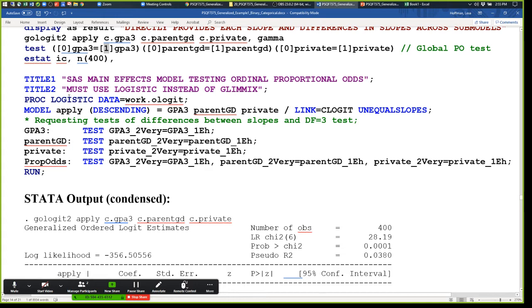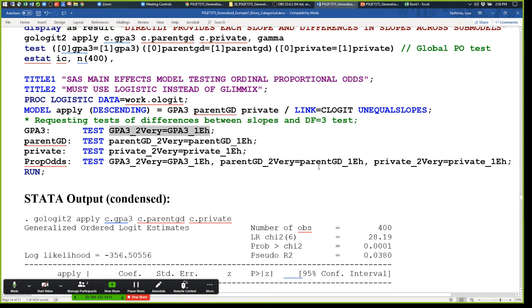Analogously, in SAS, under proc logistic, there is an unequal slopes option that removes the proportional odds restriction. The last time I taught this material, that didn't exist. So I was happy to see that progress has been made. Yay, SAS programmers. And then here is their version of an estimate statement. They don't have estimate statements in proc logistic. They have this test statement thing instead, but it works analogously.